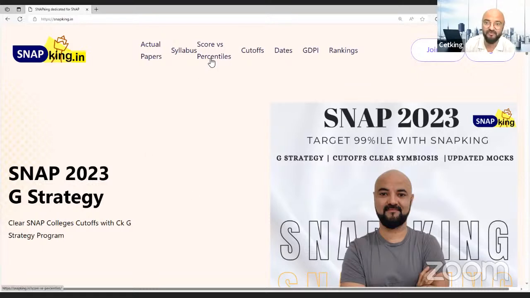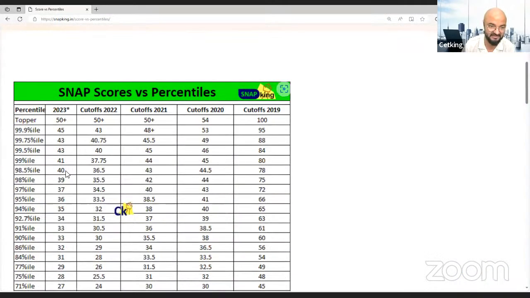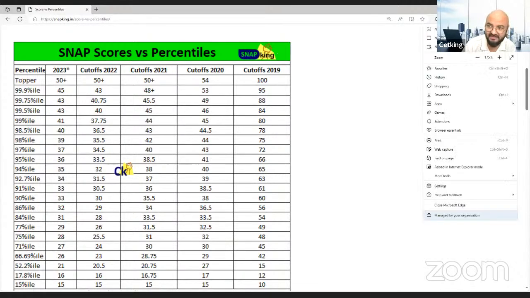I want to start with score versus percentile, because the target has to be set. Two targets in my mind: 99 percentile, which is 37.38 marks, and 95 percentile, which last year, 2022, was 33, 33.5, 34 marks. And the lowest target is 30. So 30, 34, 38, these are the targets based on last year's paper.